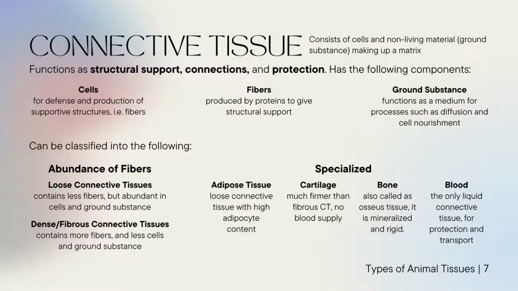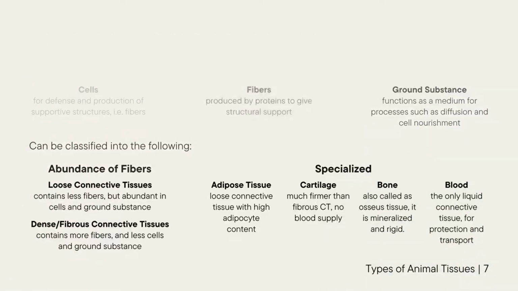And some connective tissues cannot be categorized based on their fibers, so they are specialized. We have four: adipose tissue, cartilage, bone, and blood. Adipose tissue is a loose connective tissue with high adipocyte content. Cartilage is much firmer than fibrous tissue, with no blood supply. Bone, also called osseous tissue, is mineralized and rigid. And blood is the only liquid connective tissue, for protection and transport. We'll talk about the specialized connective tissues in the next slides.